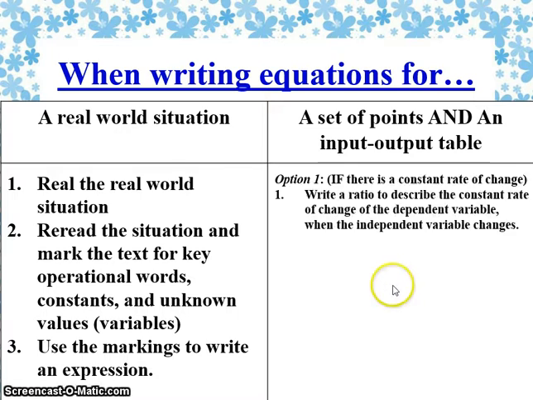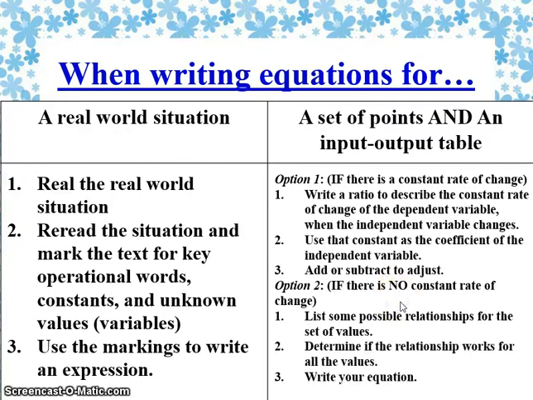We also learned that there are two options when we have sets of points in input-output tables, depending on if there is a constant rate of change or if there's no constant rate of change. If there is a constant rate of change, write a ratio to describe that constant rate of change, use that constant as the coefficient, and add or subtract to adjust. But if there's no constant rate of change, list some possible relationships for the sets of values, including exponents, absolute values, and square roots. Determine if the relationship works for all the values, and then write your equation.